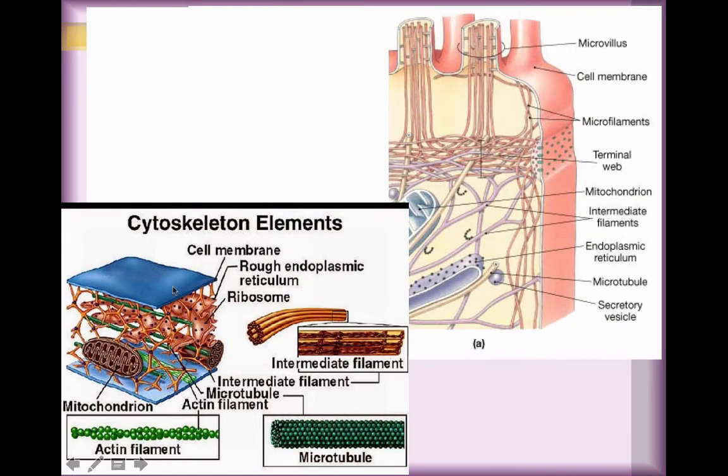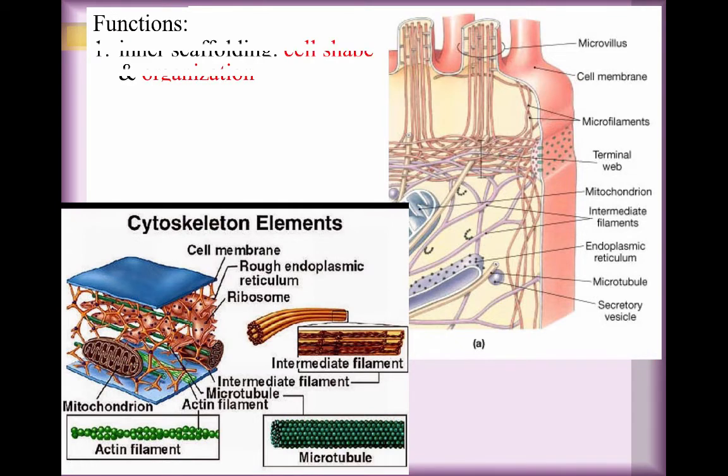Here you can see another depiction of those elements of the cytoskeleton. Here are the microtubules. They're the larger of those elements. Here you can see the intermediate filaments, and then finally the smallest filaments, the actin filaments. The cytoskeleton has several functions.